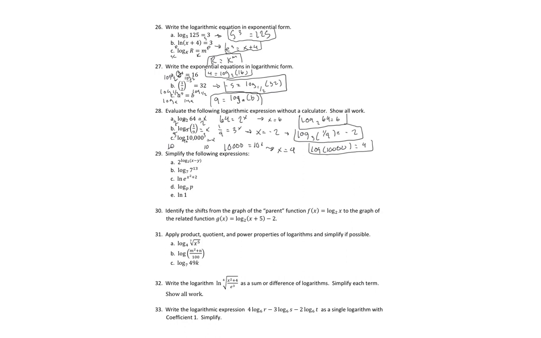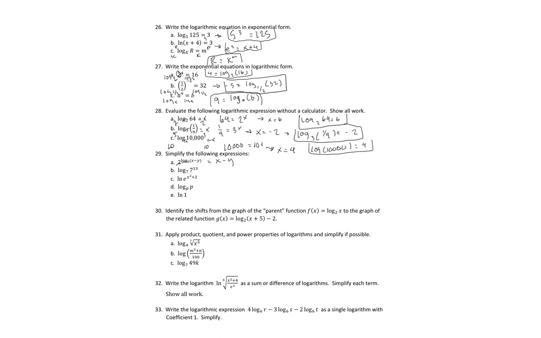Okay, so for number 29, we have to simplify the following expressions. So let's start with part A. We have 2 to the log base 2 of x minus y. Whenever we take a value to the log of its base of the same value, we're just left with the inside of that log. So this 2 and this log base 2 cancel out, giving us a simplified expression of x minus y.